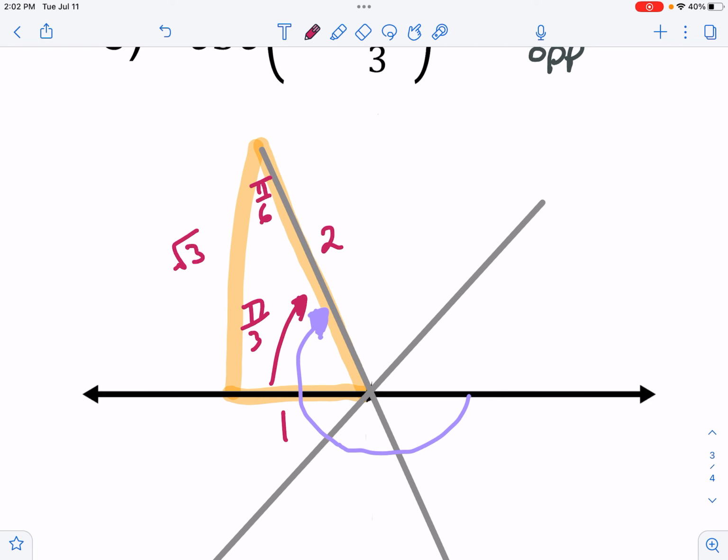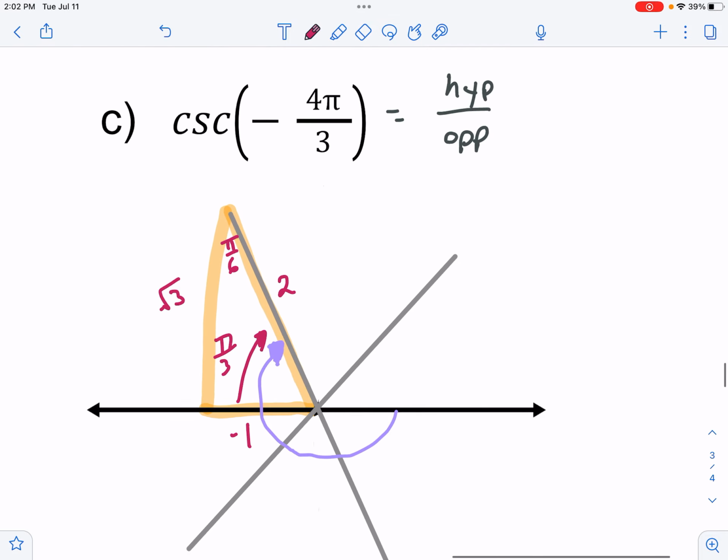Now I got to see, should any of these be negative? Hypotenuse is never negative. The square root of 3 is in the positive y-axis, so it remains positive. The 1, however, is in the negative x-axis, so I need to add a negative 1. Okay, the question is asking for me to find hypotenuse divided by opposite. The hypotenuse in this triangle is 2. Opposite my angle is root 3, so the precise answer is 2 divided by root 3.